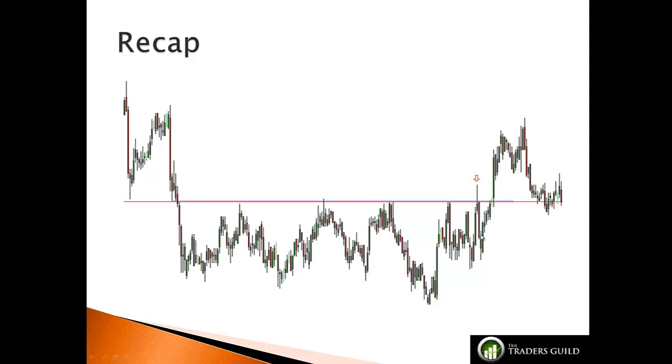Okay, so in essence, all this liquidity that was around here, this order flow concentration, it was used by the large institutional, professional money to place their orders. Okay.